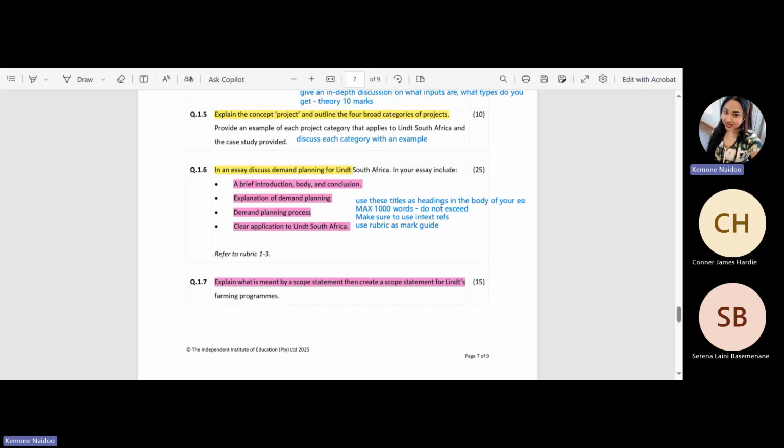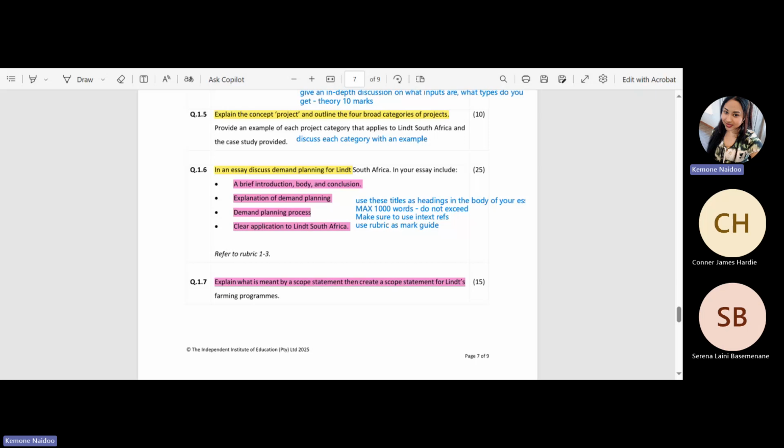Okay, so two parts to this question. We are explaining the concept project first, and then we are outlining the four broad categories of a project. So if we break this question down, you start off with your explanation of what a project is, and then you're going to start explaining your different categories. We will go through this, but you do have four different categories. State what they are actually.